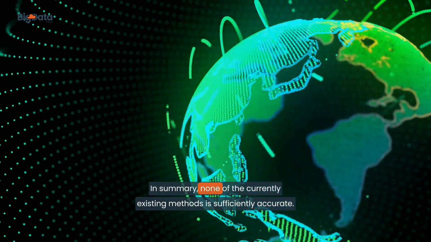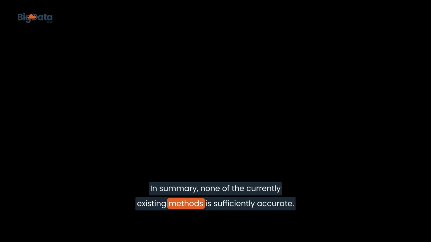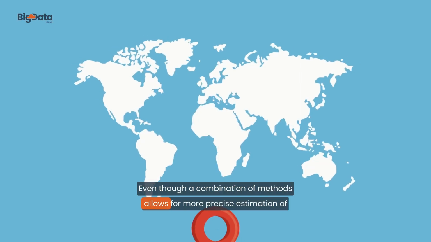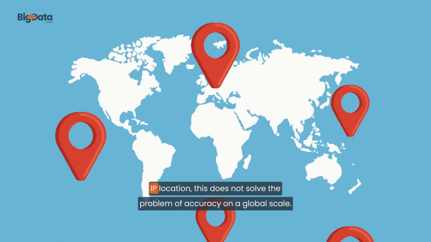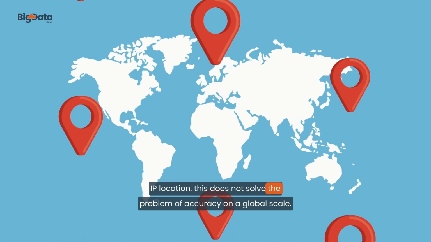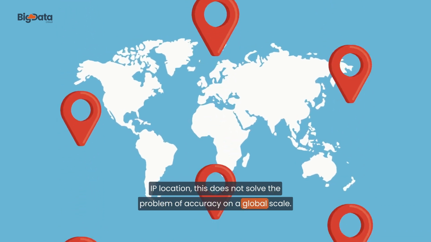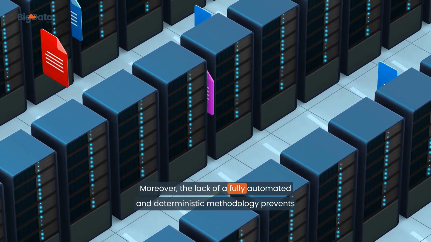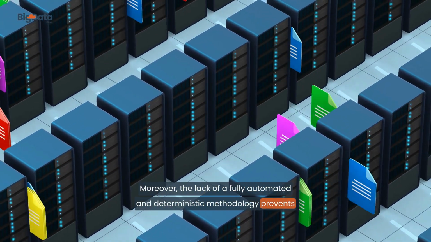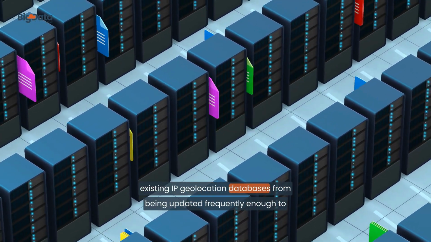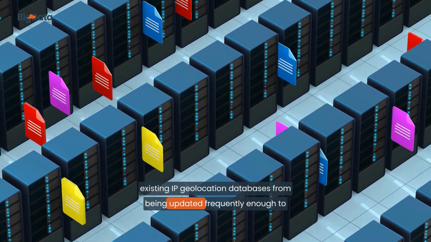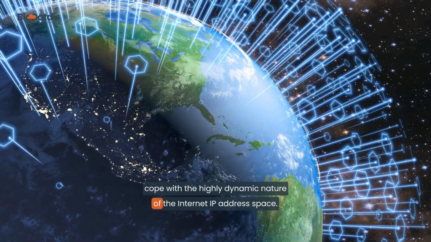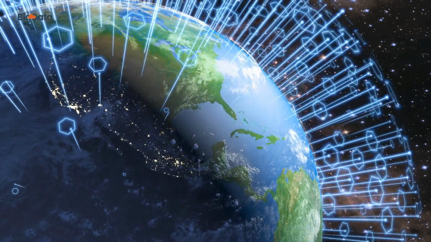In summary, none of the currently existing methods is sufficiently accurate. Even though a combination of methods allows for more precise estimation of IP location, this does not solve the problem of accuracy on a global scale. Moreover, the lack of a fully automated and deterministic methodology prevents existing IP geolocation databases from being updated frequently enough to cope with the highly dynamic nature of the Internet IP address space.